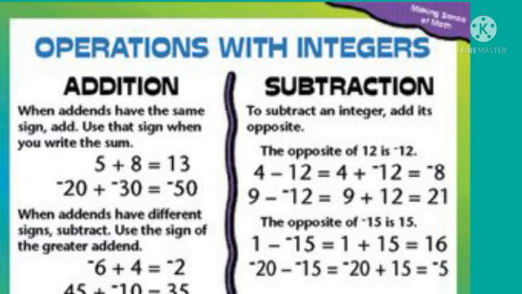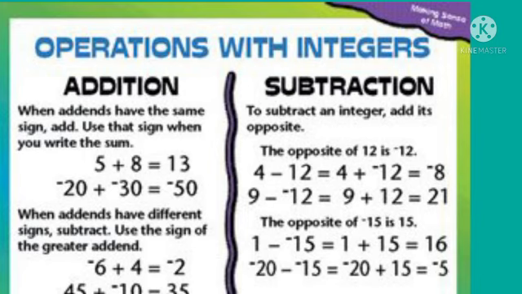When we use these operations, we must follow some ground rules. First, addition of integers. First rule: when addends have the same sign, we add and use that sign when we write the sum. Plus 5 plus 8 is equal to plus 13. And also we can take minus 20 plus minus 30 is equal to minus 50.